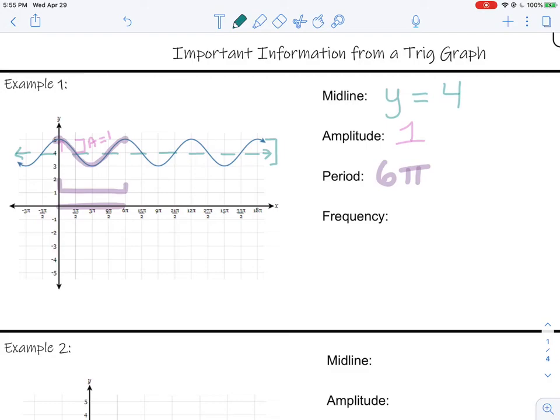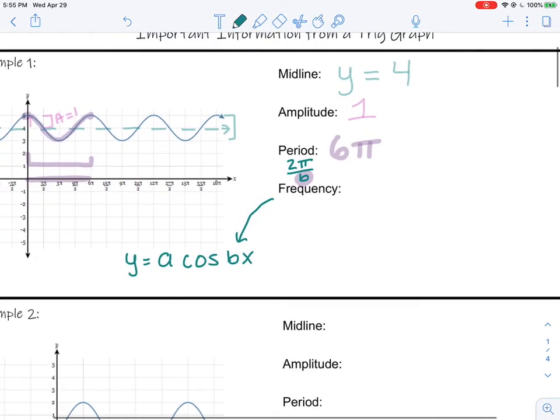Now, the last thing that we have to do is our frequency. Remember, when I have my equation, y equals a cosine of bx, your frequency is that b value. So you have to think of what we know that has that b value, and it's your equation for your period, which is 2 pi over b. That's how I'm going to find this b value. What we've done in the past is we take our period, which in this case is 6 pi, and that's always going to change. You're going to get the information from your graph, and I'm going to set that equal to your equation for a period, 2 pi over b.